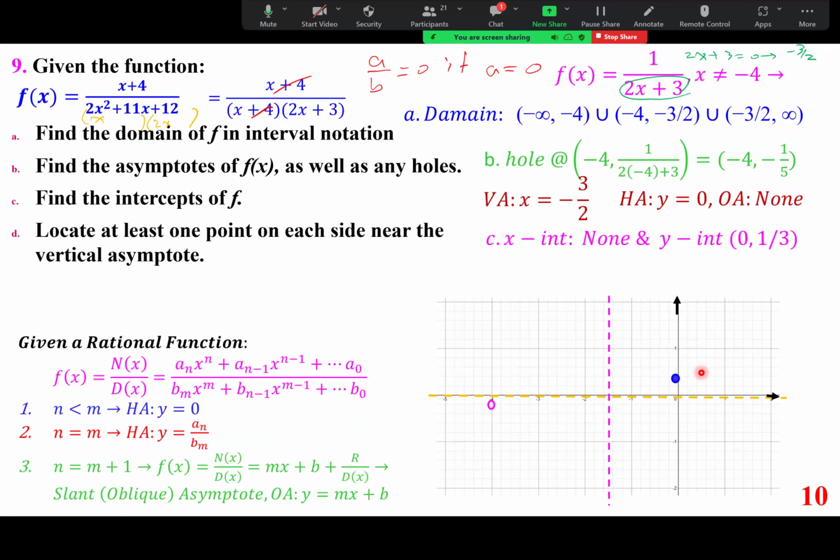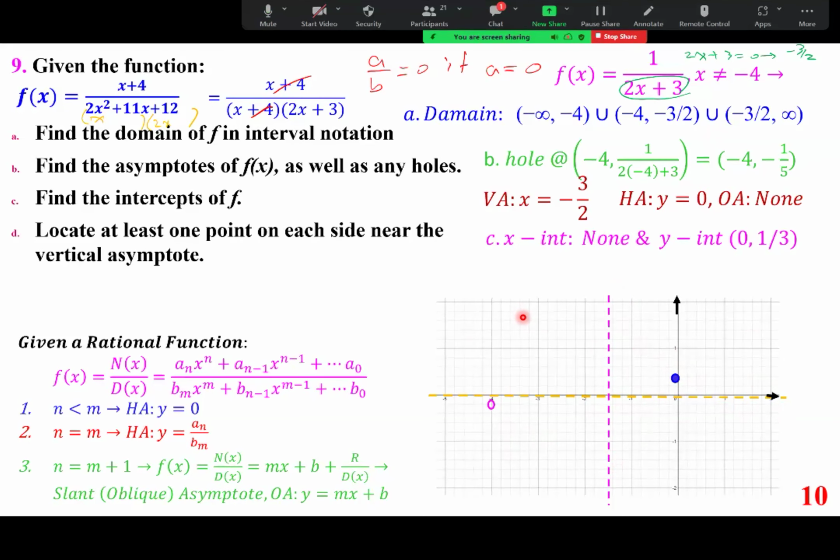Locate at least 1 point on each side near the vertical asymptote. In order to graph a rational function, as long as you have a point or two on each side of a vertical asymptote, this has only one vertical asymptote, which gives you two sub-intervals, to the left and to the right of it. To the right of it, you do have a point. Remember, this is your horizontal asymptote, this is your vertical asymptote. The graph will not cross the horizontal asymptote because that means x-intercept, and we showed that there is no x-intercept. So it never crosses it. So this means it either goes like that or like this. So one point we have, it goes like that.